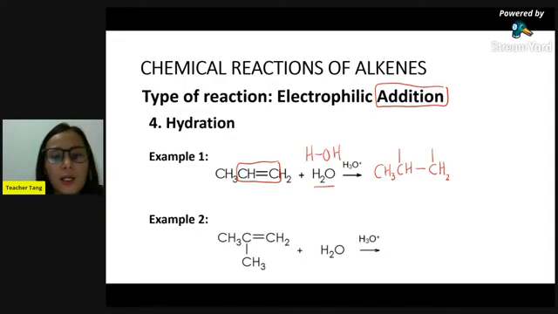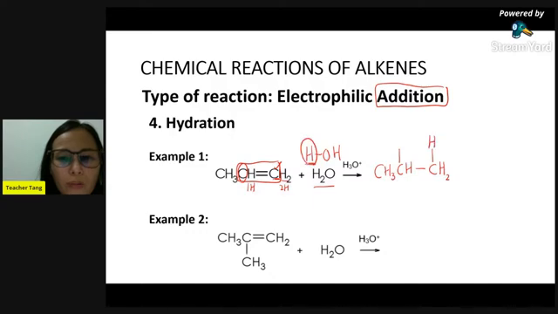Okay, now our electrophile is water, according to Markovnikov's rules. So Markovnikov's rule, what does it say? Hydrogen needs to go to the carbon of the carbon-carbon double bond that has more hydrogen. So the first carbon here has 2 hydrogens. The second carbon has 1 hydrogen. So the first carbon has more hydrogen. So the hydrogen of the water will go to the first carbon, and the OH goes to the second carbon.